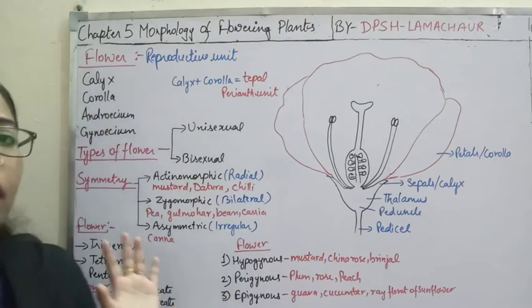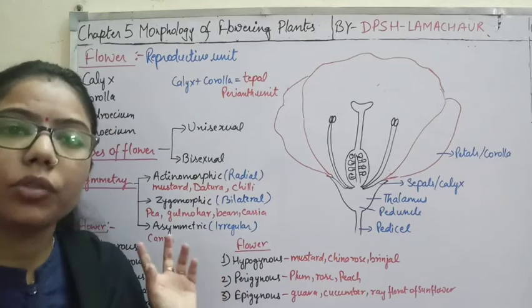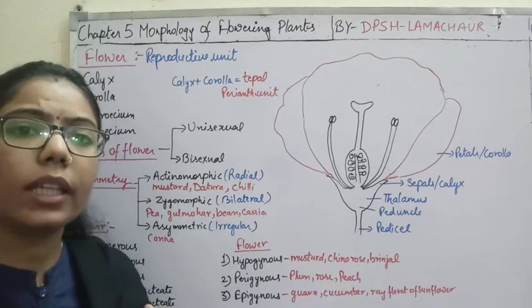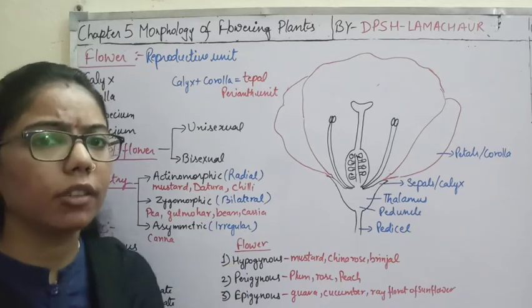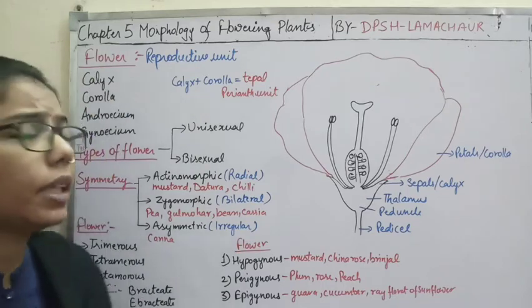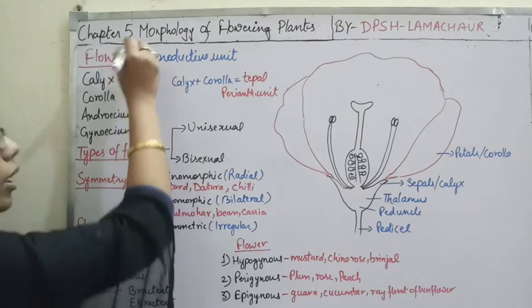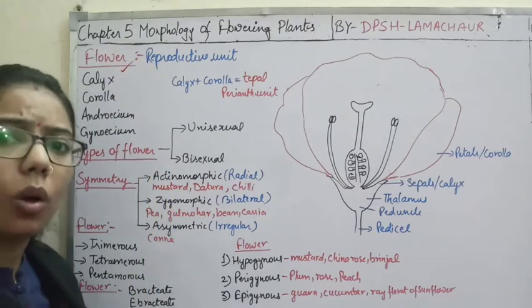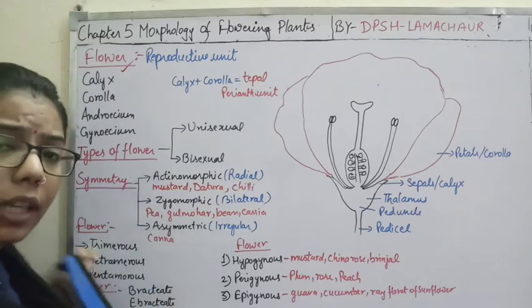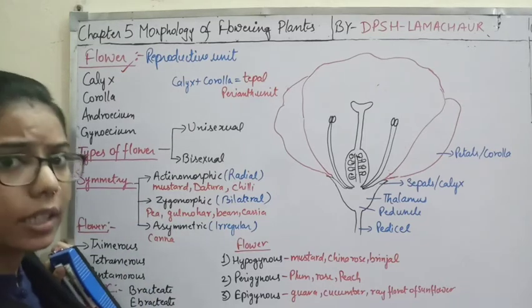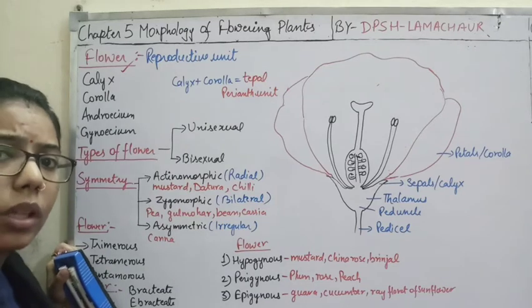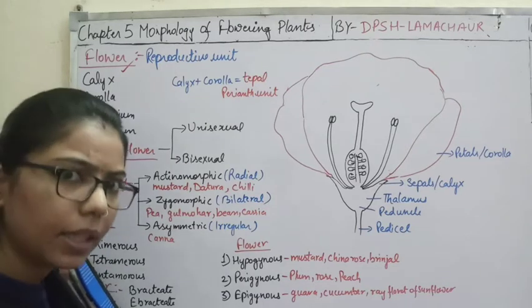Vegetative unit and the reproductive unit. Already, in the shoot system, whether it is the stem or leaf, they are the vegetative part of the plant. And when we talk about the reproductive part, it means that we are talking about the flower. Flower is a reproductive unit of the plant. Whenever there is sexual reproduction, there is a need for a flower. If there is a flower, then only sexual reproduction takes place.